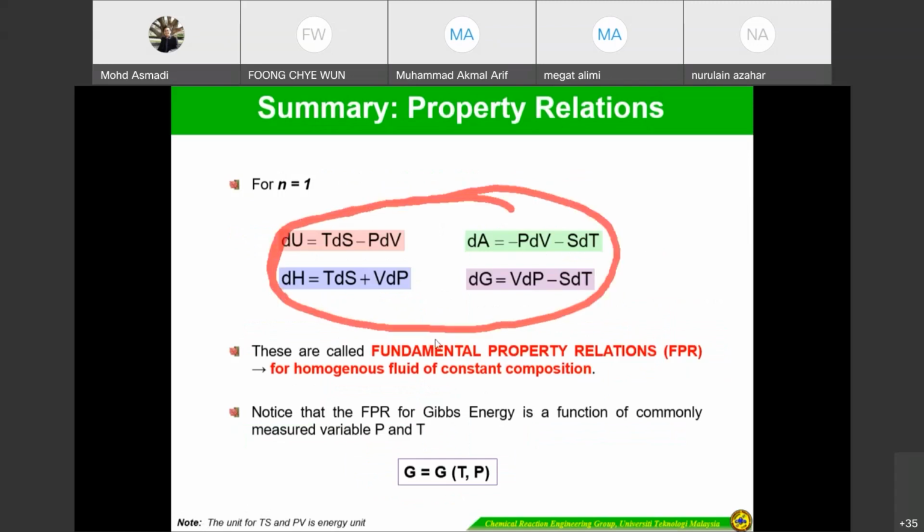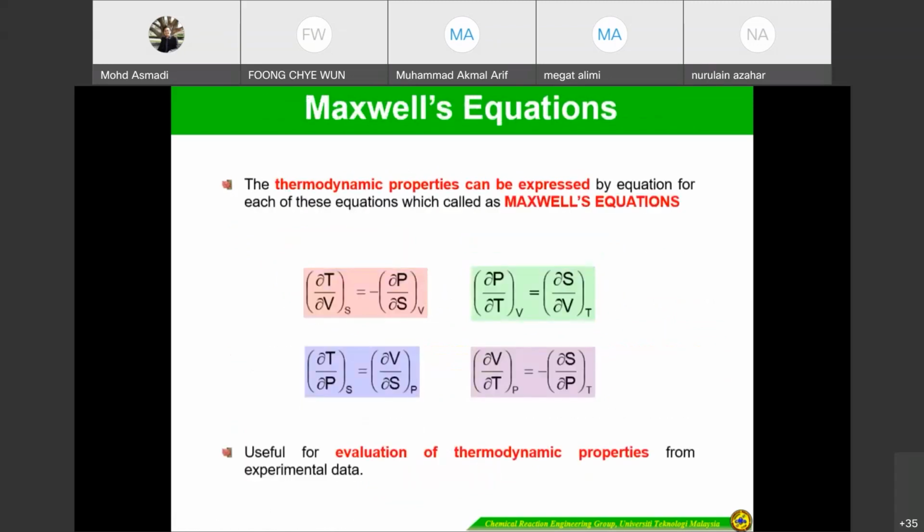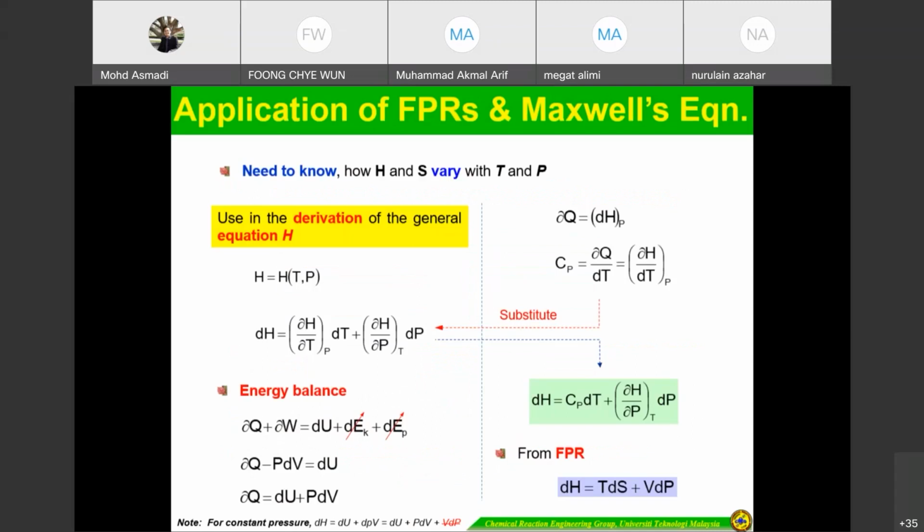This gives us delta H, delta G, delta A, and also delta U. I'm not going to explain the derivation. Another form is the Maxwell equations, in terms of partial derivatives. Once you combine the Maxwell equations with the property relations, you can get other expressions, for example for dH. If you combine them, you get this.